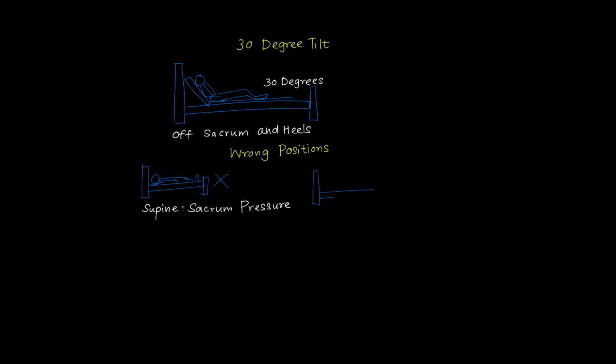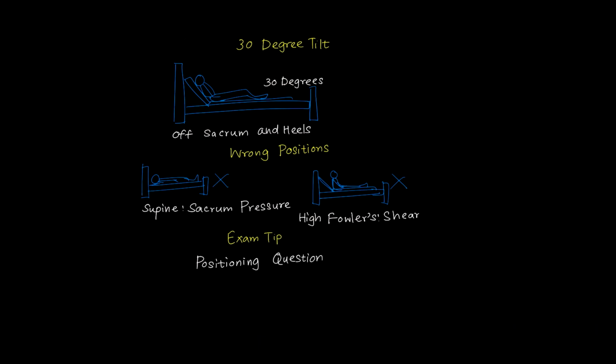A flat supine position stacks the full body weight right on the sacrum and heels, which is exactly where this patient already has injury. High Fowler's position pushes the body forward and creates shear on the sacrum, a documented driver of deep tissue injury. A 90-degree side-lying position drops the body directly onto the trochanter and ischial tuberosity, creating sharp, bony prominence pressure the 30-degree angle is meant to avoid. 30 degrees is the sweet spot.